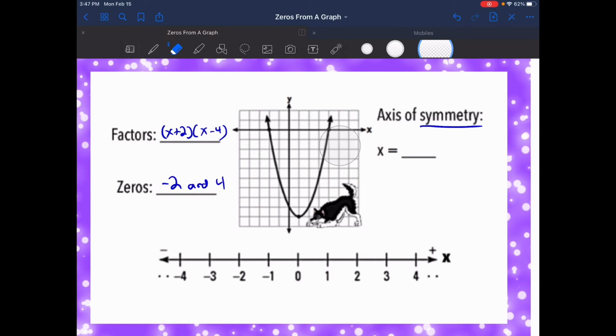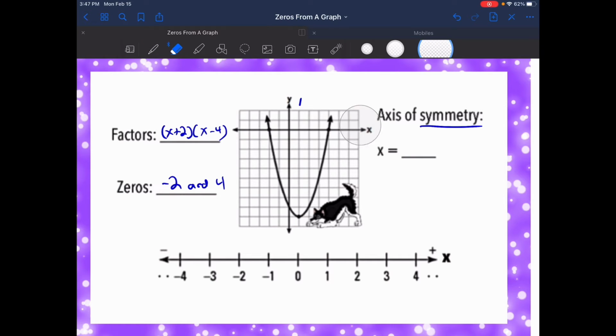I'm going to get rid of my drawings here. If I was to draw a line through my parabola, which x value does my axis of symmetry go through? What x value would that be? So that is going to be when x is 1.